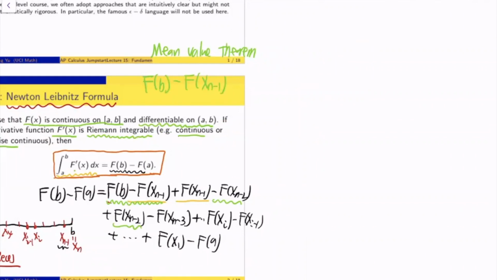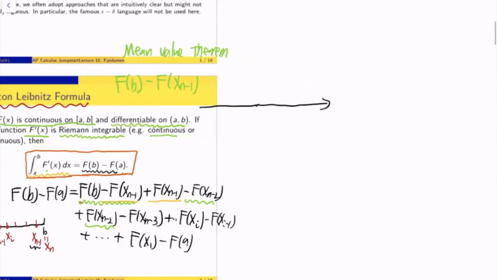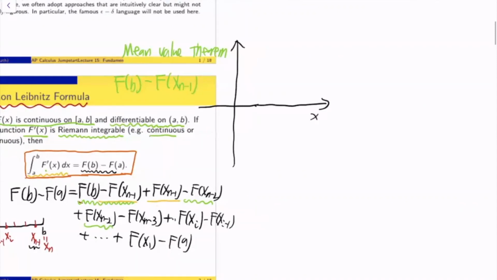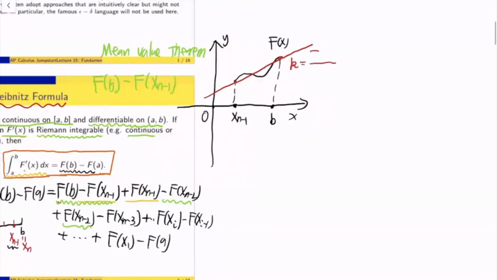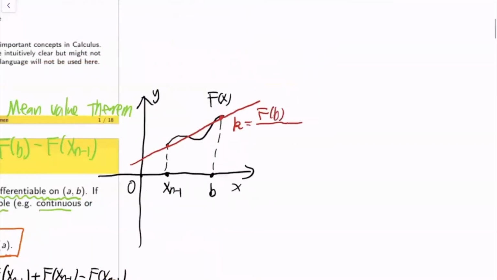Let's recall what the mean value theorem says. Let's say we only focus on this piece. Say this is x, this is y. Here this is x(n-1), and this is b. Let's say the graph of the function between this interval is like what I draw here. So this is f(x). Now the mean value theorem says this: if I connect the two endpoints, of course I have a slope k. So this slope k equals f(b) minus f(x(n-1)) divided by b minus x(n-1). So this is the slope.